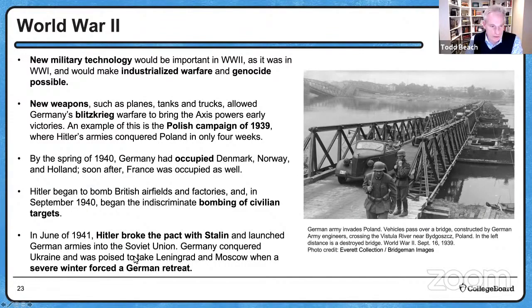Germany conquers Ukraine and was poised to take Leningrad and Moscow when a severe winter forced a German retreat.